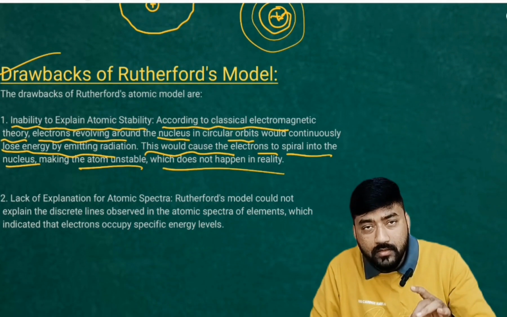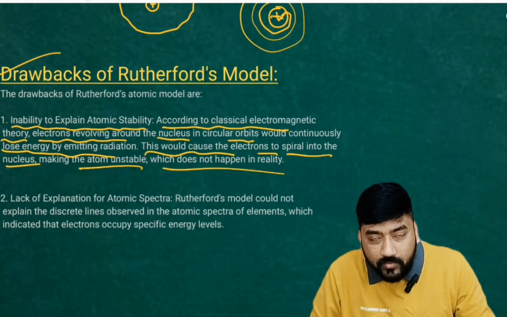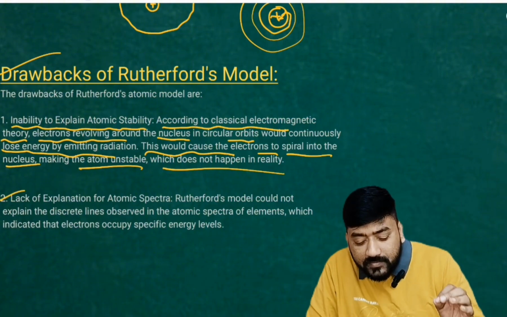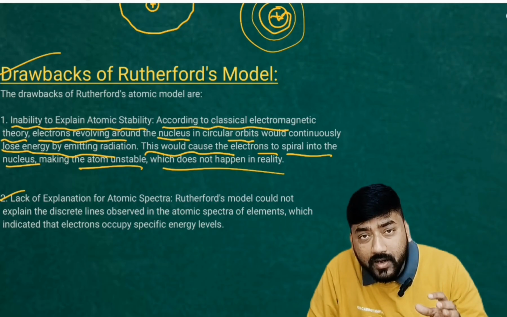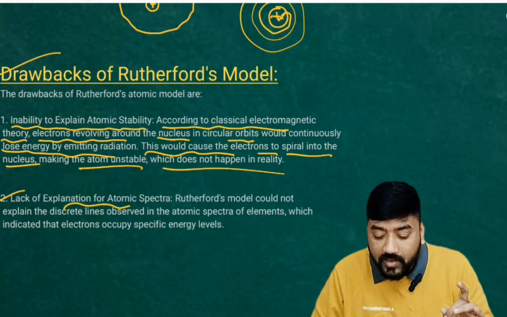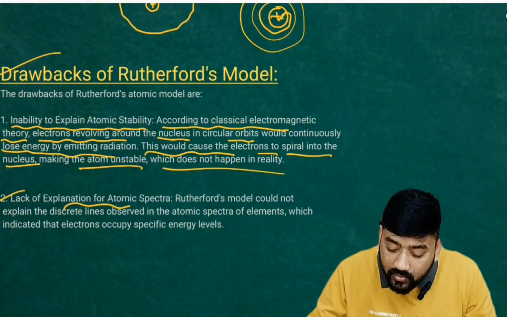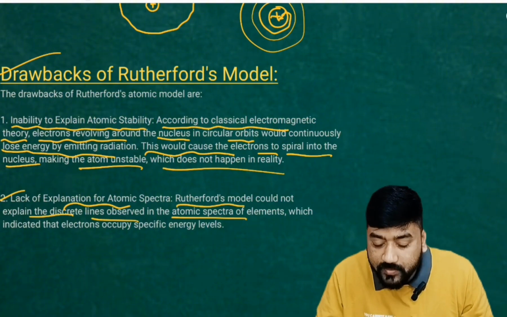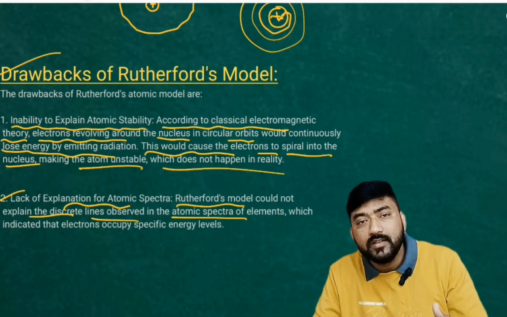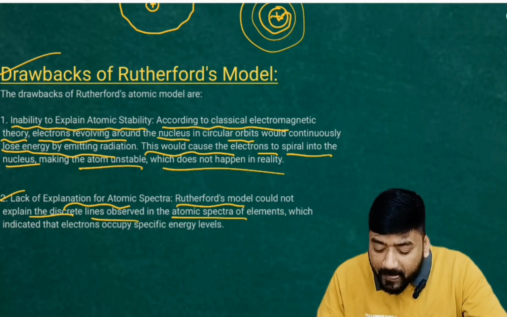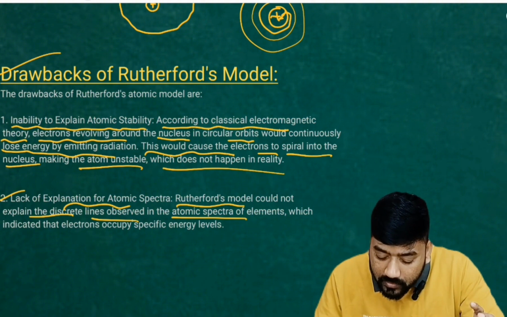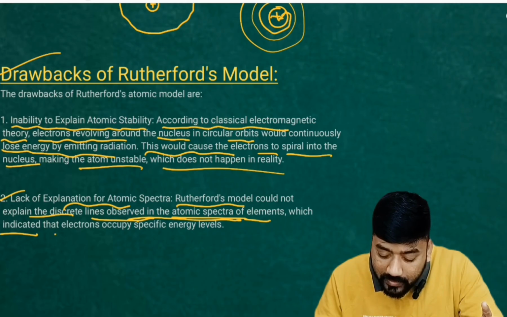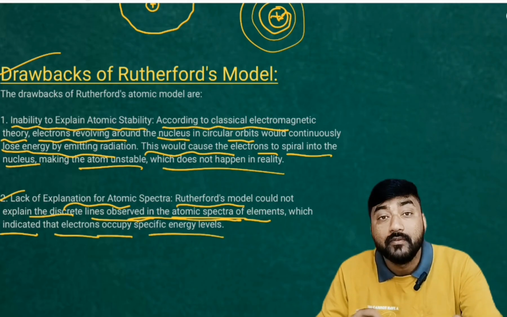And one more thing that the Rutherford atomic model cannot explain, and that is the lack of explanation of atomic spectra. जो लाइन स्पेक्ट्रा है हाइड्रोजन एटम का, है ना, वो भी डिस्कस नहीं कर पाया. So Rutherford's model could not explain the discrete lines observed in the atomic spectra. Actually, according to classical theory, वहाँ continuous spectra दिखना चाहिए था, but in reality they show discrete lines of elements, which indicated that electrons occupy specific energy levels.